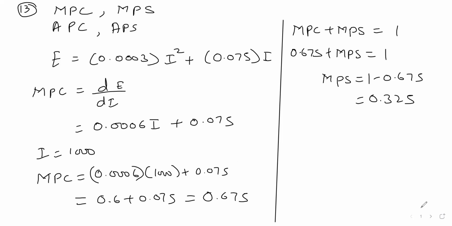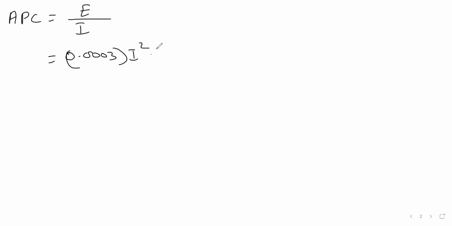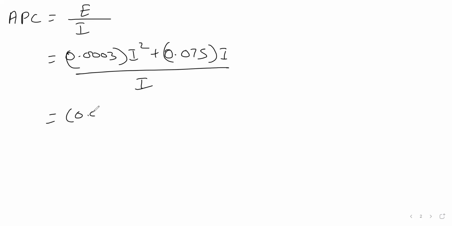Now average propensity. Now we know very well average propensity to consume is total expenditure divided by I. So expenditure function is 0.0003 I square plus 0.075 I, whole thing divided by I. So this will be 0.0003 I plus 0.075.